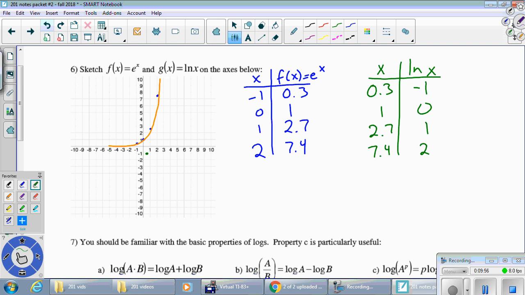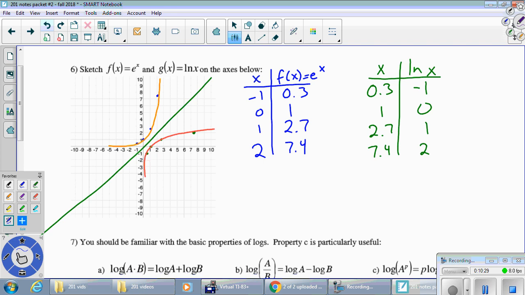0.3, -1, maybe around there, and then 1, 0, 2.7, and then up 1, and then 7.4 and up 2. So we will draw in red the ln function. It's got a vertical asymptote of the y-axis, just like the e to the x had a horizontal asymptote of the x-axis. These two graphs are perfectly symmetric about the line y equals x. And you can see that one reflects right over onto the other.